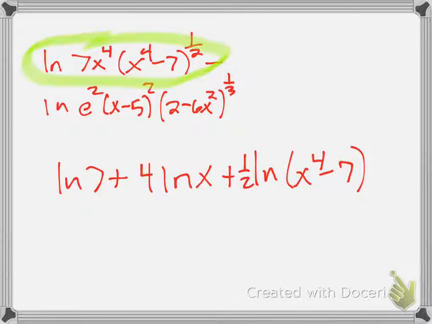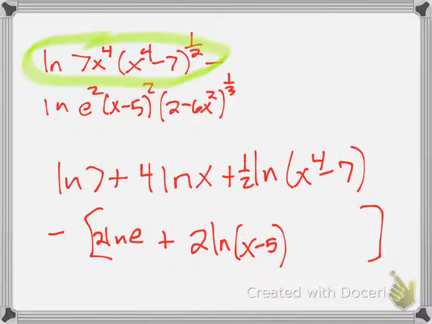And then minus the whole denominator down here, I'm going to go ahead and break it up as the natural log of e to the 2nd, which is 2, and then plus the x minus 5 squared. We're going to take the log of that too, but I'm going to put 2 ln of x minus 5. Okay, the second part of the product. And the third part is the 2 minus 6x squared to the 1/3, so that's plus 1/3 ln of 2 minus 6x squared. Done with that piece of it.